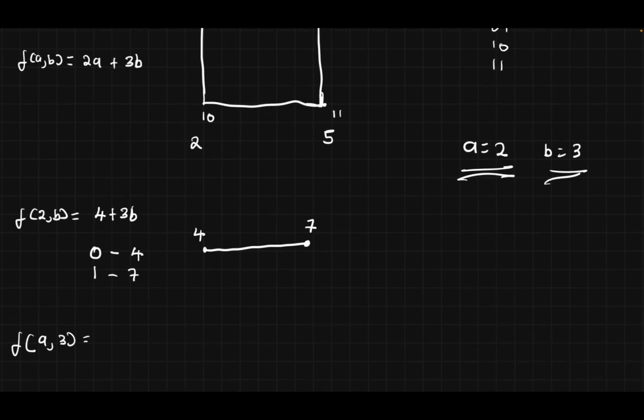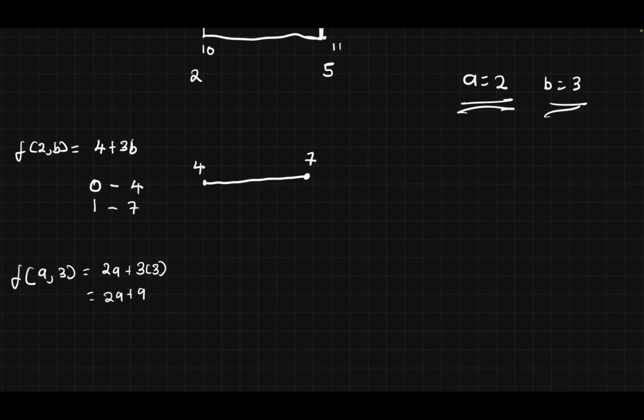So this is going to be what? 2A plus 3 times 3, right? 2A plus 9. So what will be the 0, 1? 9. And what will be the 1? 11. So this one now is a straight line, but it's a different kind of straight line.